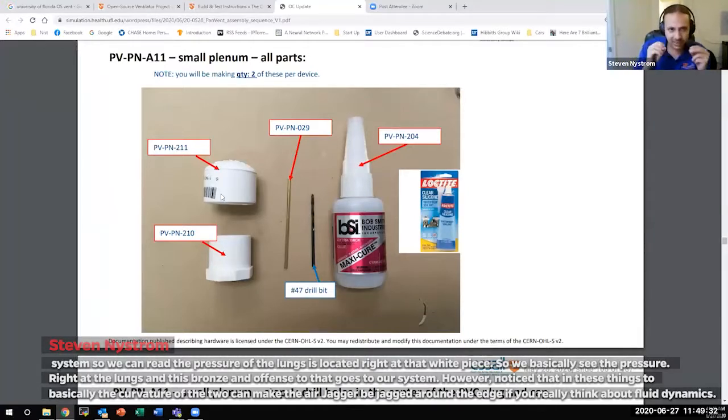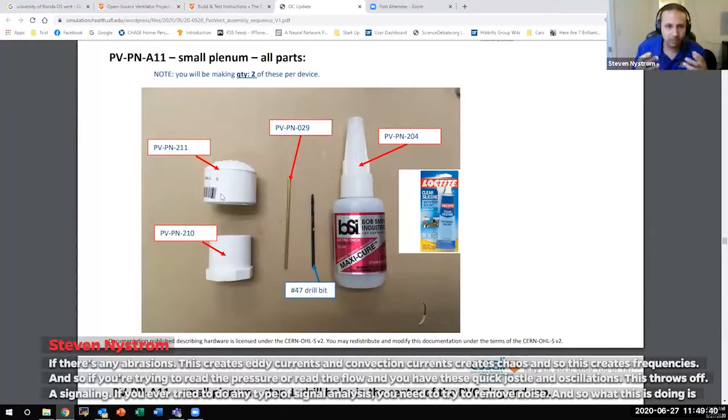However, we notice that in these thin tubes, the curvature of the tube can make the air jagged around the edge, if you really think about fluid dynamics. If there's any abrasions, this creates eddy currents and convection currents, creates chaos. And so this creates frequencies. If you're trying to read the pressure or read the flow, and you have these quick jostles and oscillations, this throws off signaling. If you ever try to do any type of signal analysis, you need to try to remove noise.